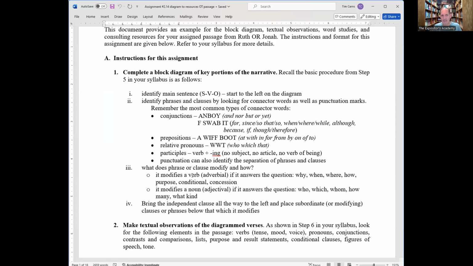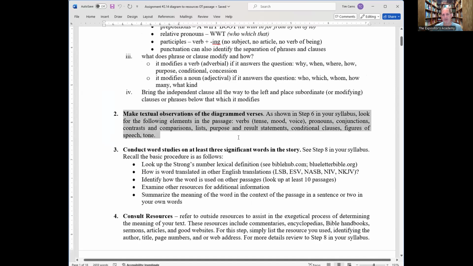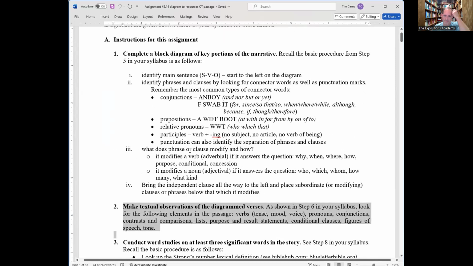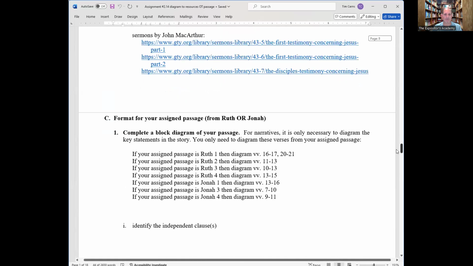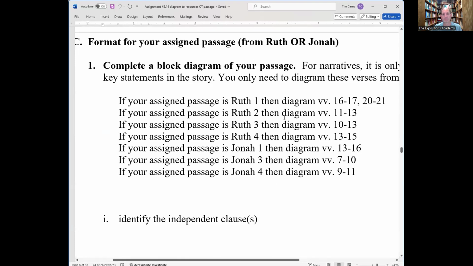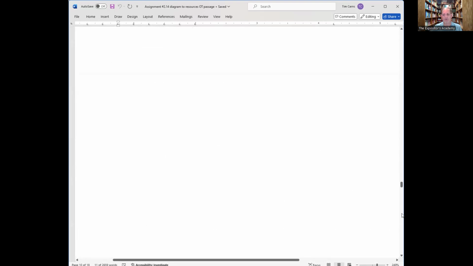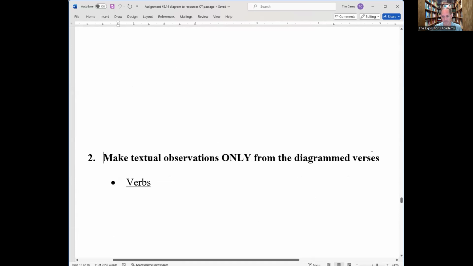So we looked last week at how to do that and then followed that up with the textual observations of the passage. And again, if you'll recall, as I mentioned to you last week, the diagram will only be for particular verses within it. You don't have to do your entire chapter, just the verses that I indicated. So again, if you're studying Ruth chapter 3, if that was your assigned passage, and you're going to be diagramming verses 10 to 13, then the textual observations would just be done for those particular verses that you diagrammed, as I note here. Make textual observations only from the diagram verses.